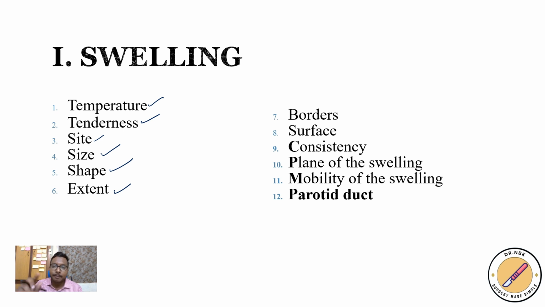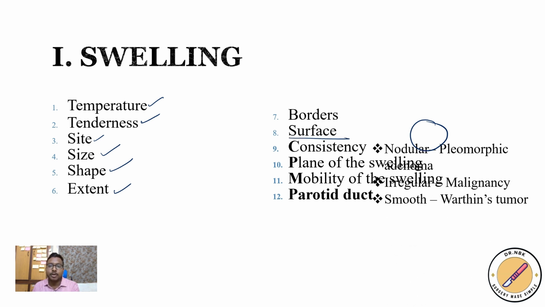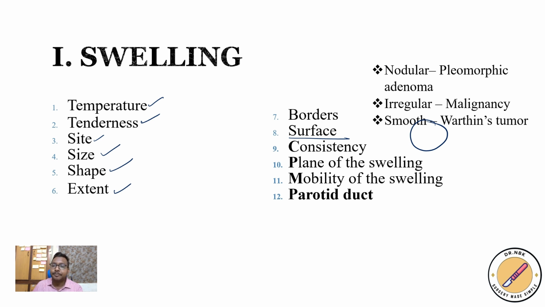Next, borders. We will palpate the borders with your hand and then you will mention whether they are well defined or not and whether they are regular or not. Then coming to surface, what are the different surfaces you can encounter in a parotid swelling? One is nodular. Where will you see nodular? Usually pleomorphic adenoma. Then irregular, which you know is usually common in case of malignancy. In contrast to pleomorphic adenoma, Warthin's tumor has a cystic component, and the swelling surface will be smooth. So when you palpate it, it will be a smooth swelling.